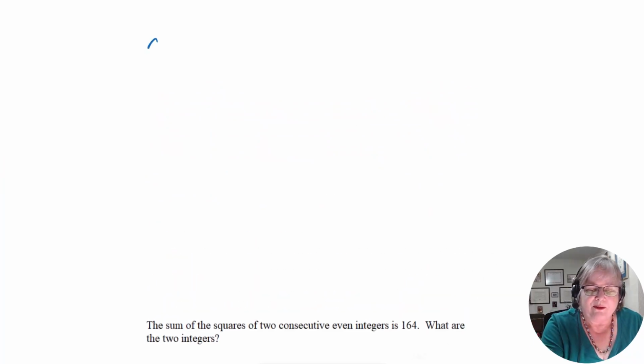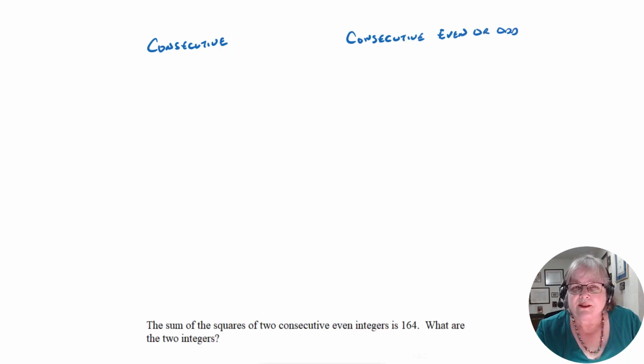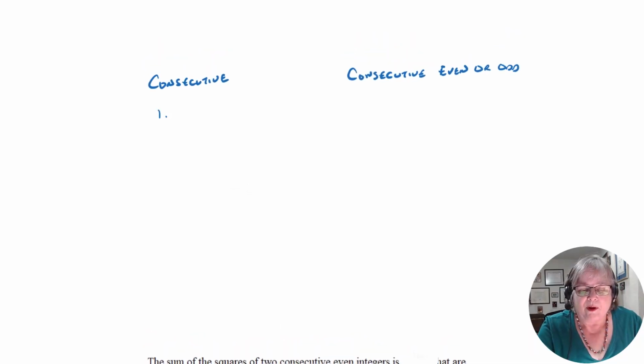So there's plain old consecutive, and then there's consecutive even or odd. Right. Now, consecutive integers are something like 1, 2, let's just list them next to each other. 1, 2, 3, 4. These are consecutive, one right after the other.